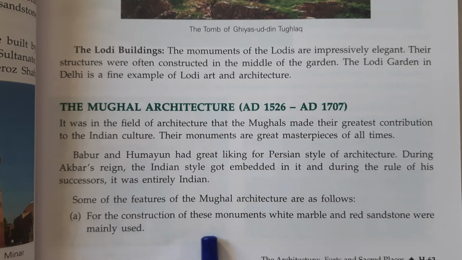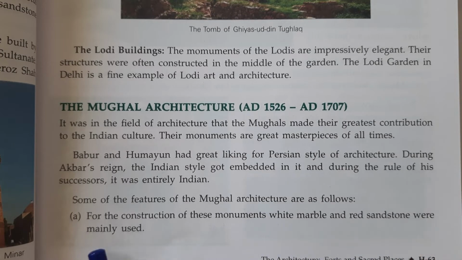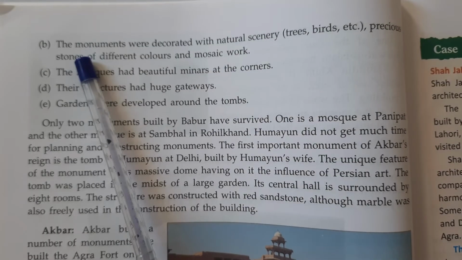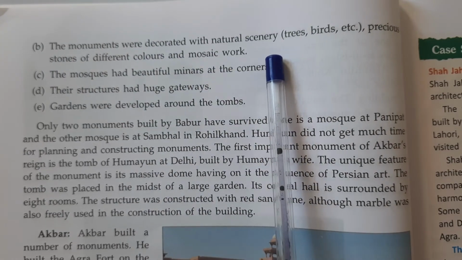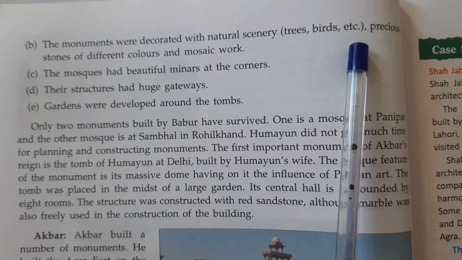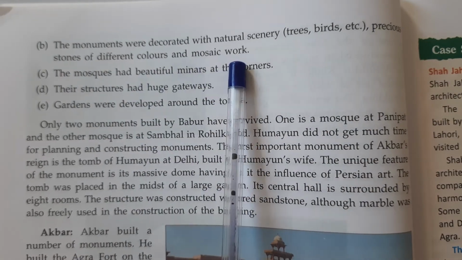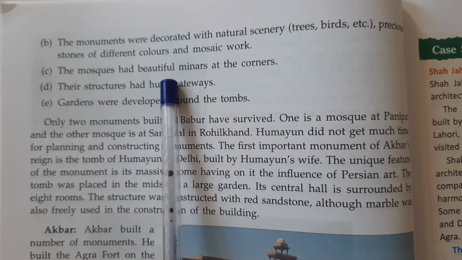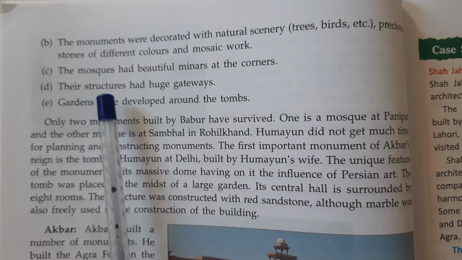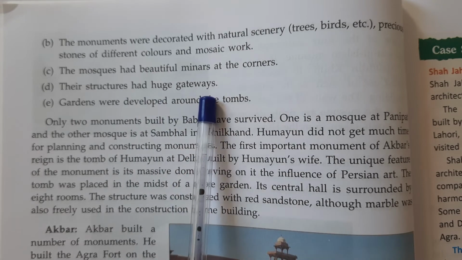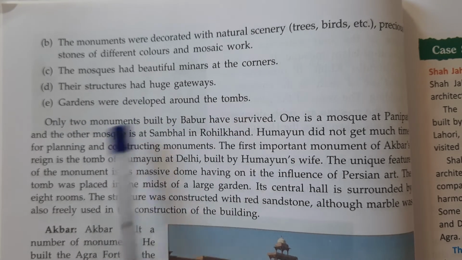For the construction of these monuments, white marble and red sandstone were mainly used. The monuments were decorated with natural scenery, birds, trees, etc., precious stones of different colors, and mosaic work. The mosque had beautiful minars at the corners. Their structures had huge gateways. Gardens were developed around the tombs.